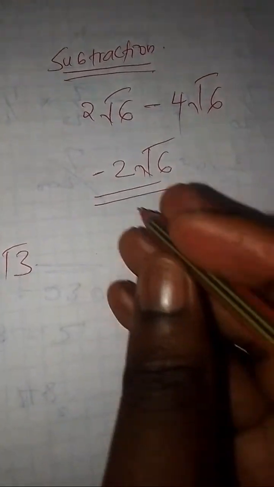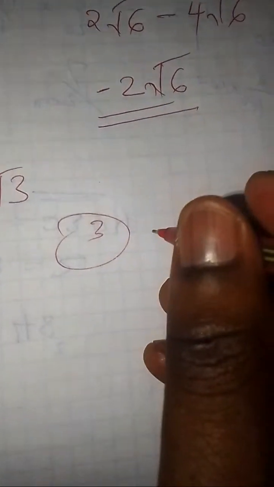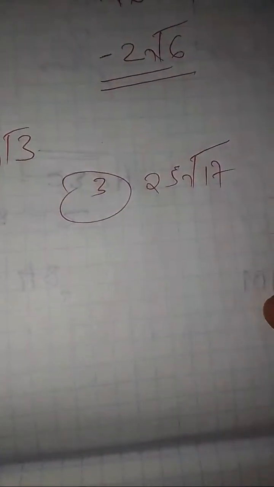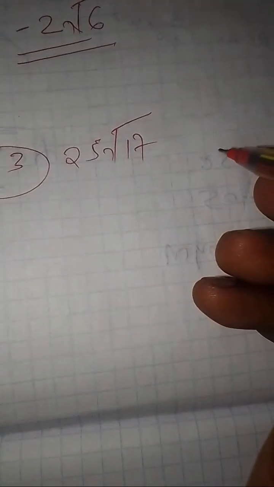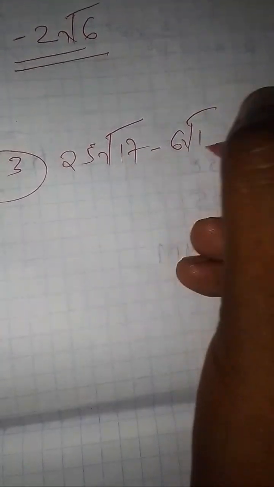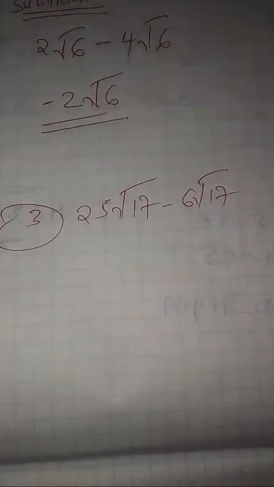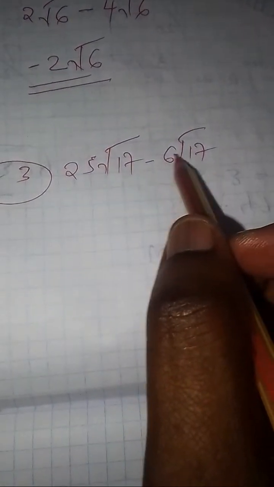Let's pick another one. Example 3. Let's have 25 root 17 subtract from 6 root 17.